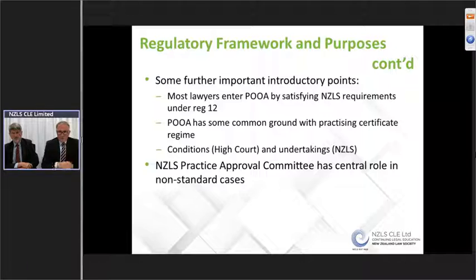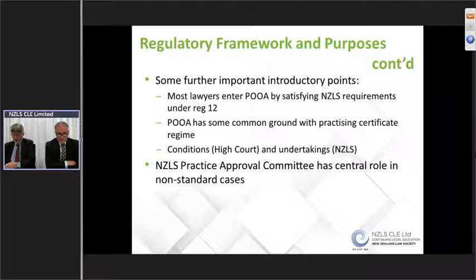Just some other important introductory points. So, although the High Court process is available and is covered in the paper, it is inevitably the case that the vast majority of applications to practice on own account come through the Law Society pathway, and we'll be focusing quite closely on that.